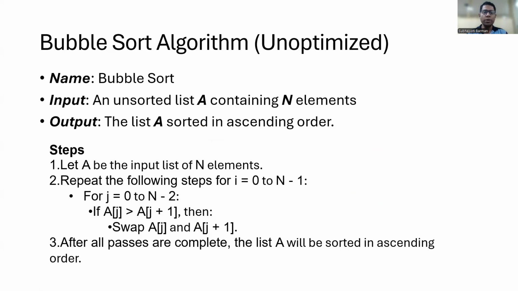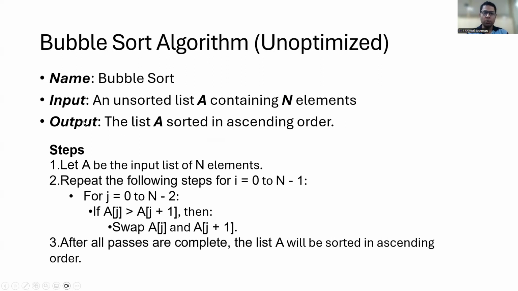So now I want to introduce this bubble sort algorithm, but first of all, I want to write the unoptimized version of this algorithm. So you already know how to write an algorithm. First, you should specify the name, then its input and output. So the name is bubble sort. Input should be one list of integers. Let's say n elements are there and the list name is A. And it is not sorted. So this is one unsorted list.